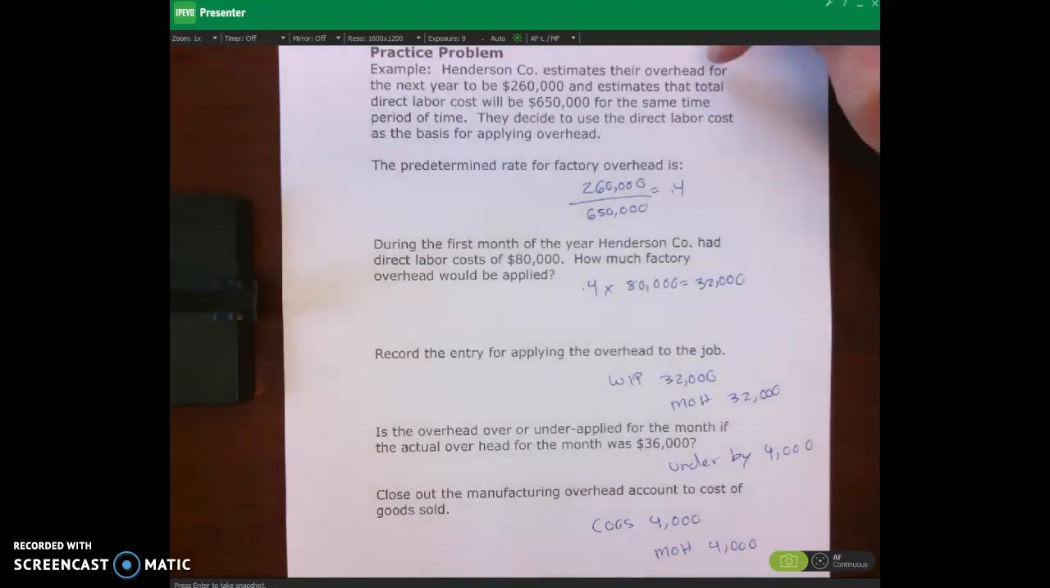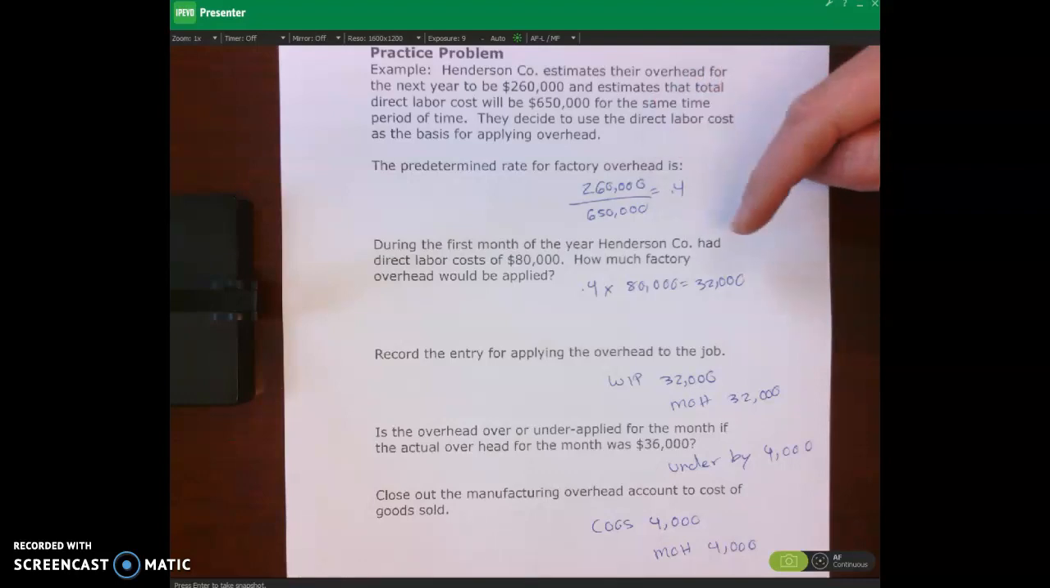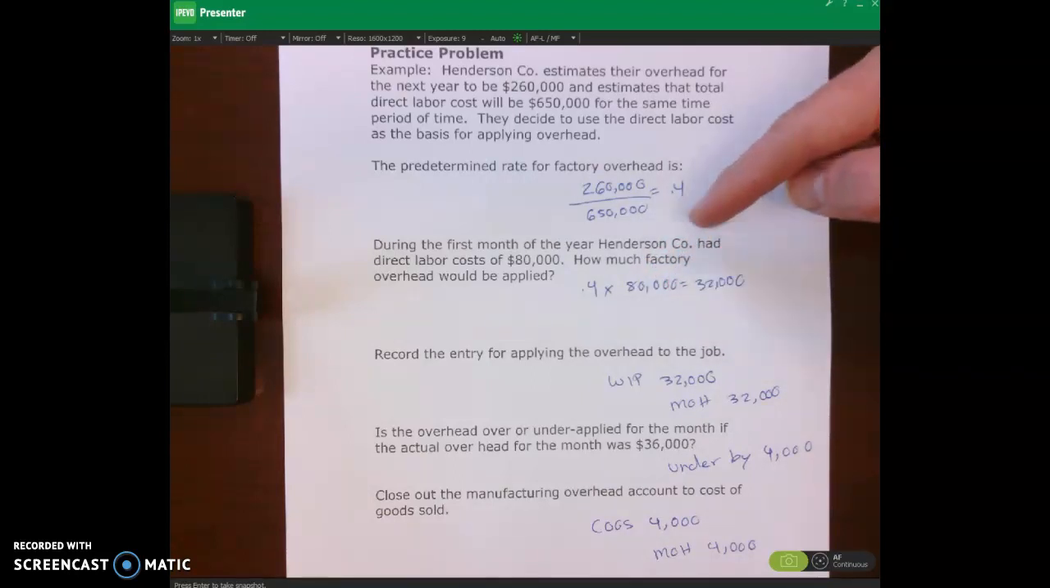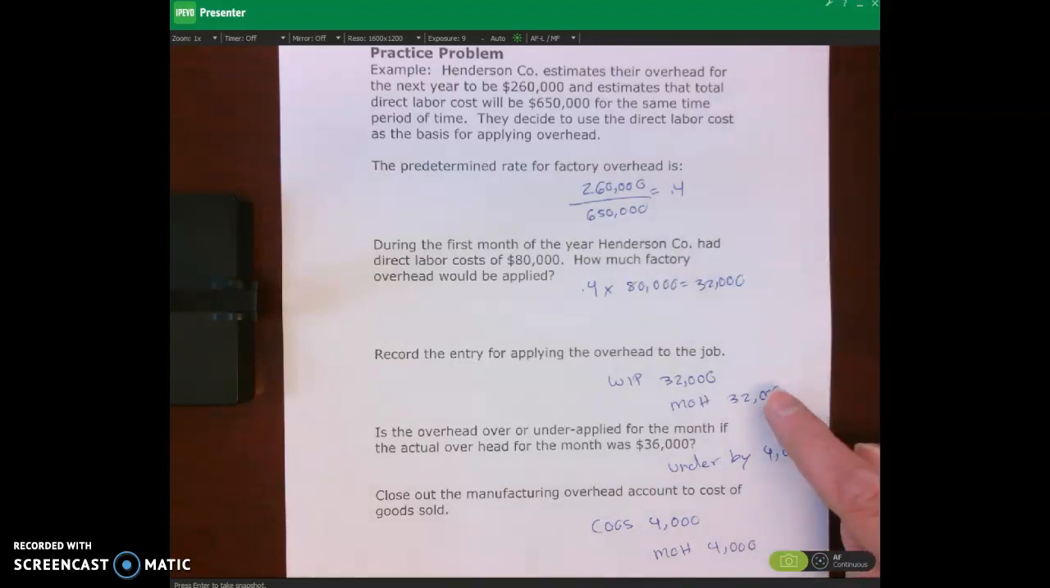So Henderson Company estimates that overhead will be $260,000, direct labor costs will be $650,000. That gives me a rate, overhead divided by base, of 0.4. This is telling you have 40 cents of overhead for every direct labor dollar. Henderson had direct labor costs of $80,000. How much overhead would be applied? Take the rate times the $80,000. $32,000 is overhead applied. What's the journal entry? Debit WIP, credit overhead. That's always the journal entry to apply overhead.